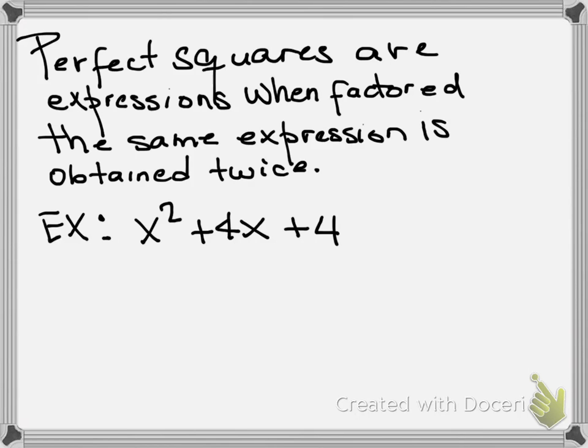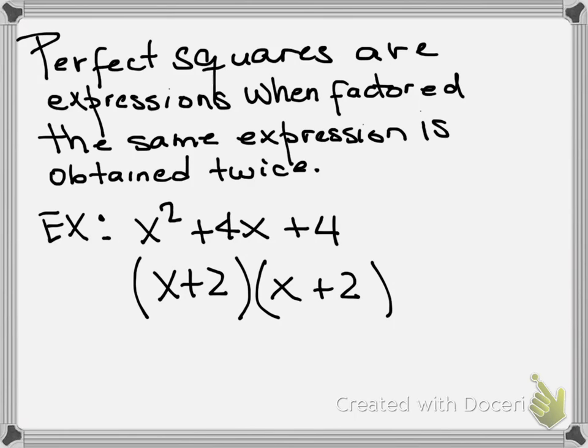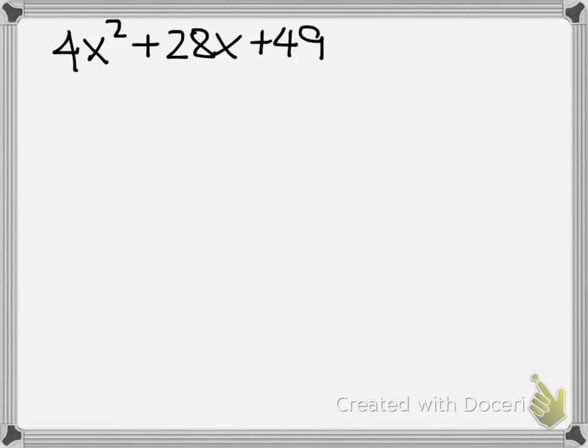If you were to factor this, you know you have your two parentheses. You know the two signs are going to be plus. But inside the parentheses, notice that you have x plus 2 and x plus 2. Because they are the same expression, we call it a perfect square. And it can be rewritten in the form x plus 2 quantity squared. See? This is what a perfect square is. Nothing more. Now, let us look at another example.